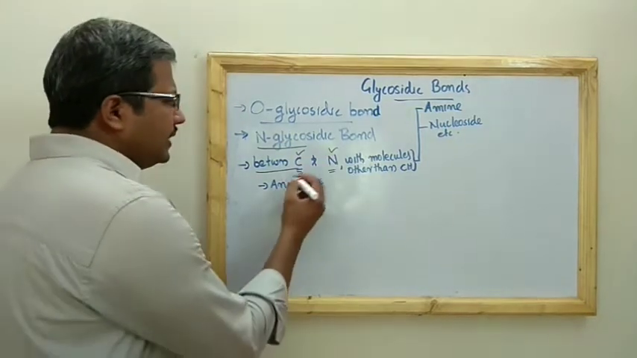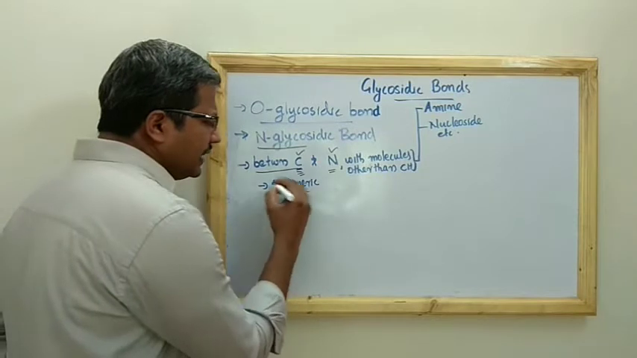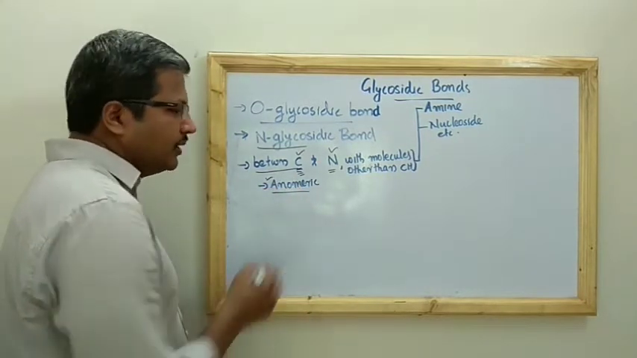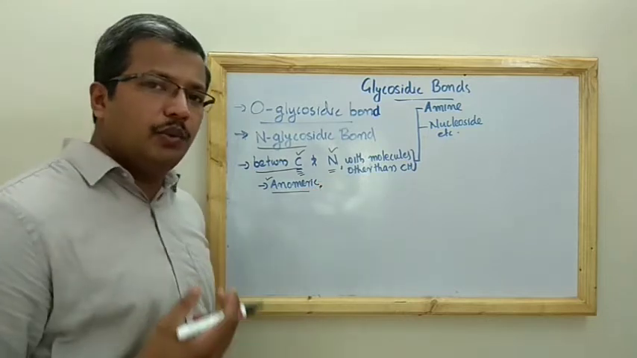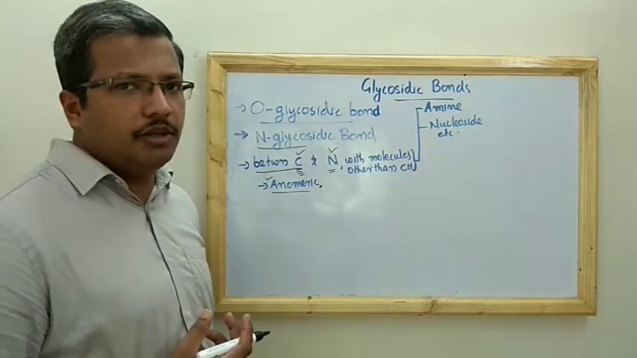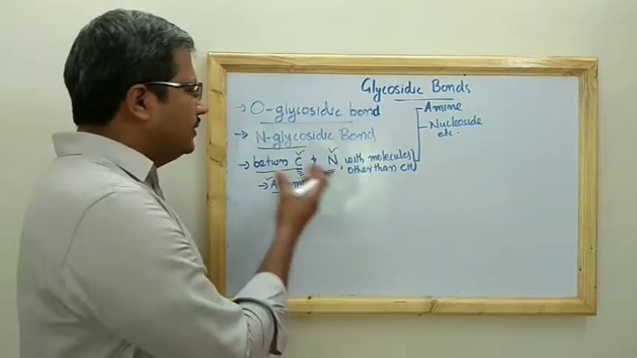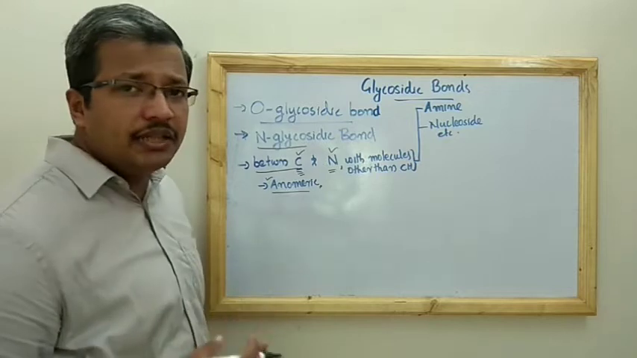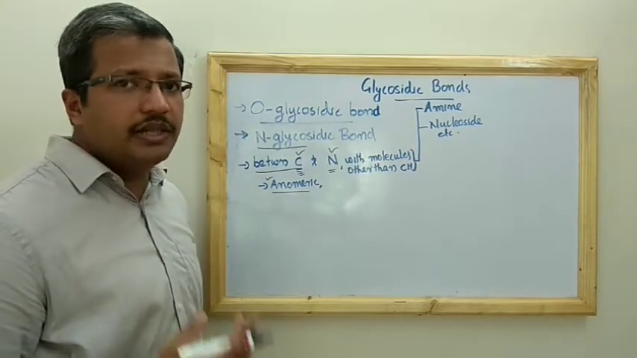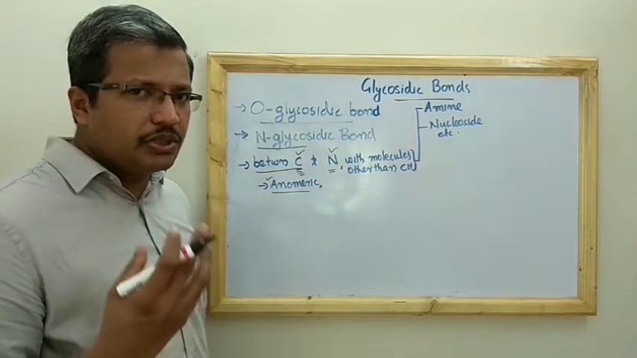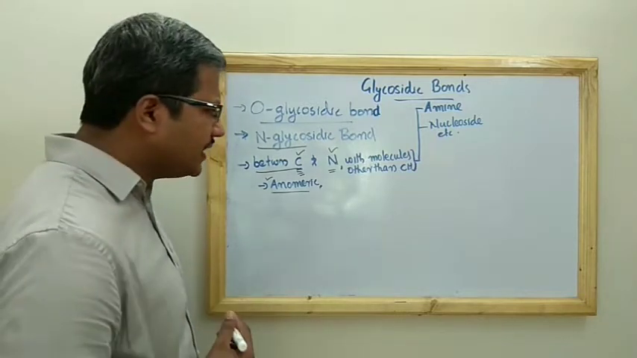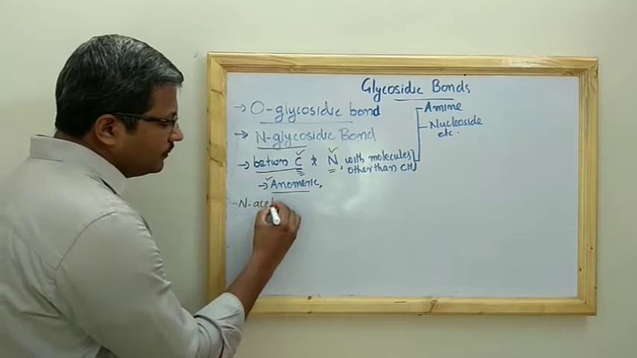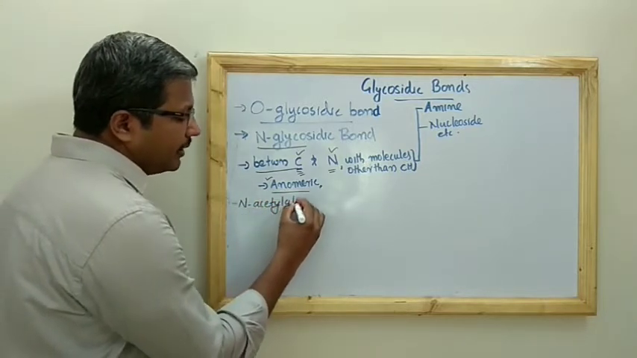This carbon will mostly be the anomeric carbon, but at the same time you can have a carbon other than the anomeric carbon. You will see N-glycosidic bonds where both anomeric carbon and non-anomeric carbon are involved in the bonding. So I am taking two examples in that way. The first example I am taking is N-acetyl glucosamine.